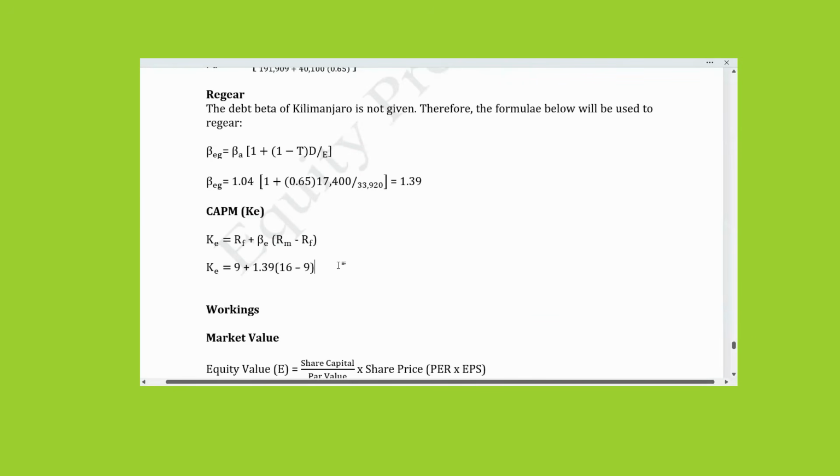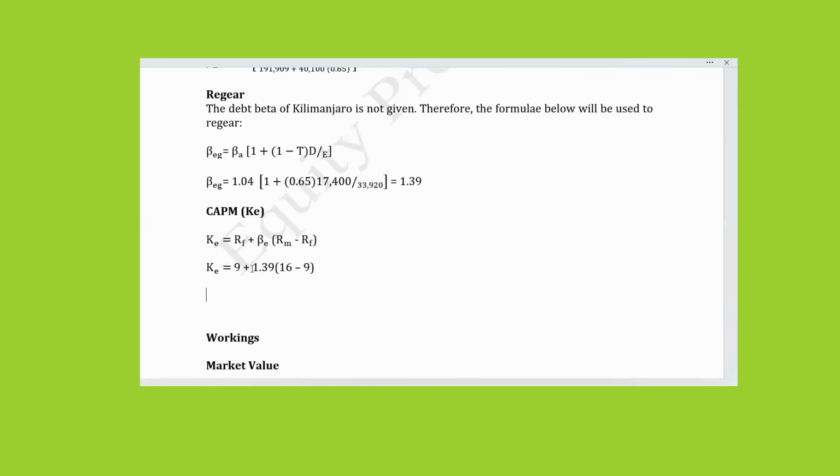Therefore, what do you have as your final answer? So I thought you said it is 9.5. Your risk-free rate of return is 9%. Cost of debt is 9.5. So what's the final answer? 18.73%. Yes. All right then. So that's the cost of equity.